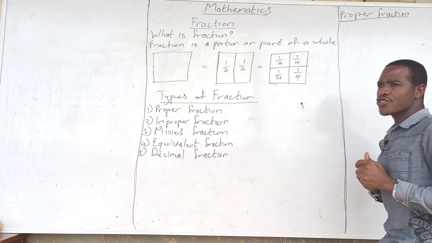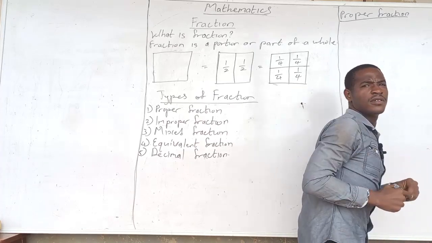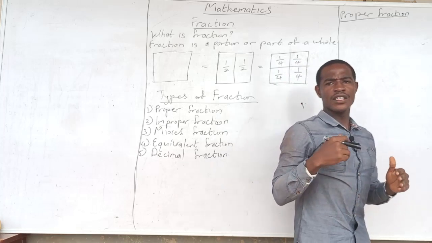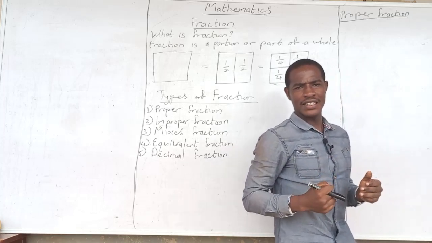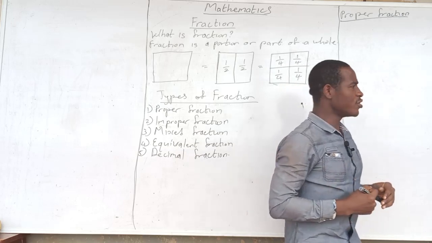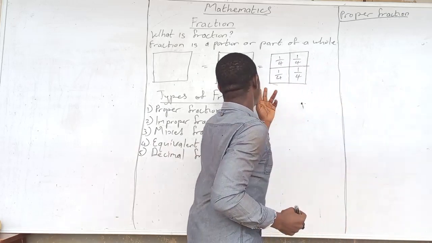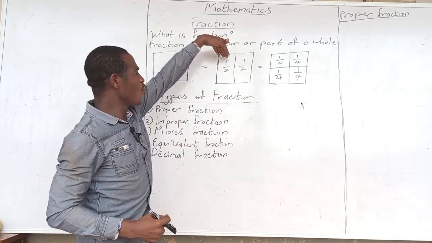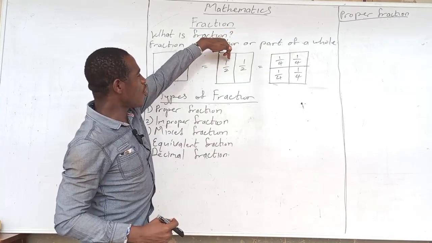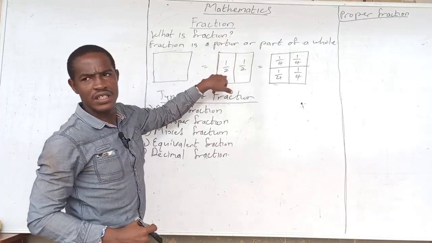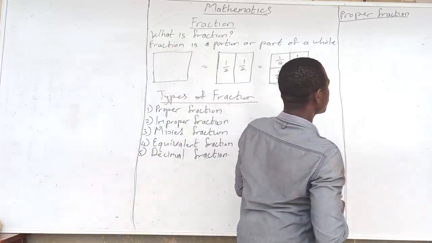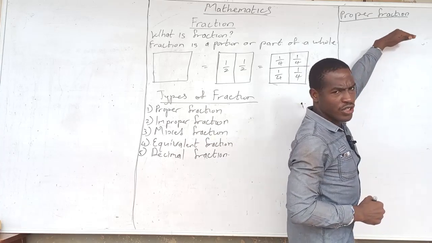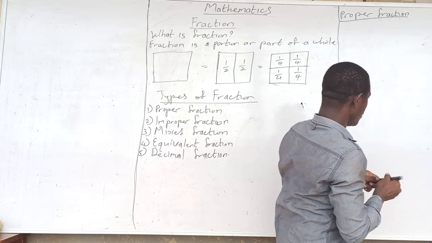Now, what type of fraction is the proper fraction? This is a type of fraction whereby the numerator is always smaller than the denominator. What is numerator and what is denominator? Now, if you look back to the example I've given here, when we are breaking down our whole, we have a number on another number. The number up is called the numerator, while the one down is the denominator. Now, talking about proper fraction, we say it is a type of fraction whereby the numerator is always smaller than the denominator.